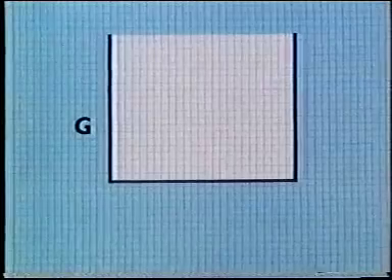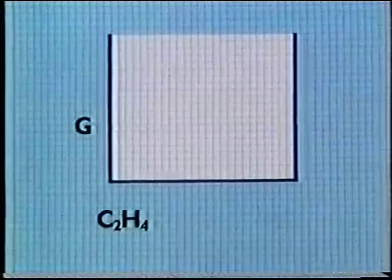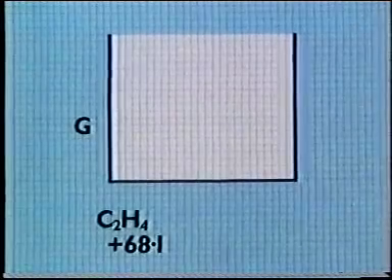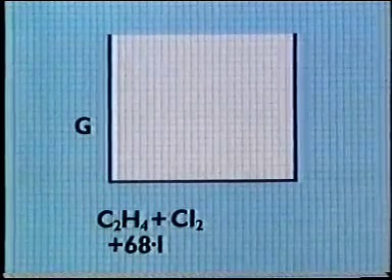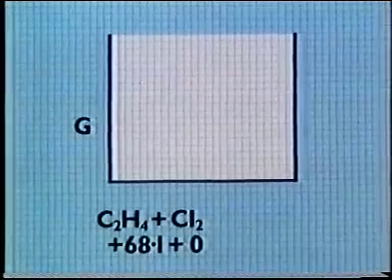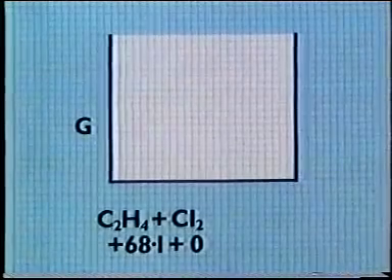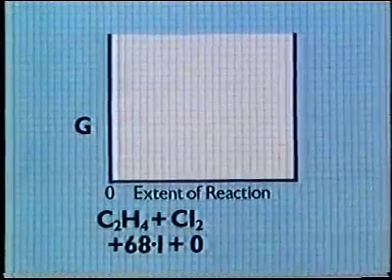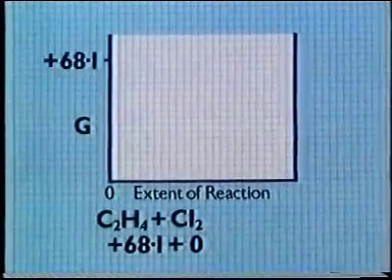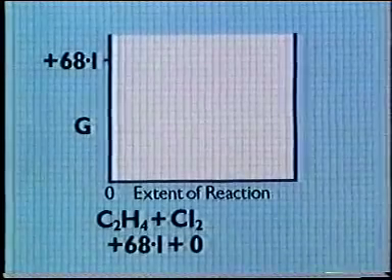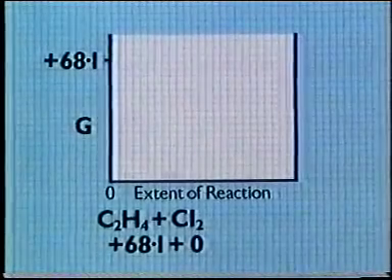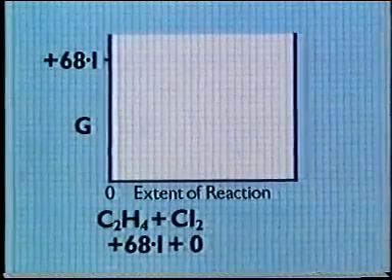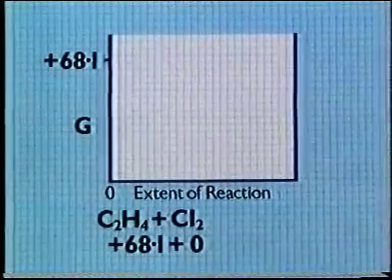So let's look up the G naught values for each of the reactants at 25 degrees C. G naught ethene gas is plus 68.1 kilojoules per mole, and G naught chlorine gas is 0. So the total Gibbs energy of the system before any reaction takes place, that is when the extent of reaction is 0, is 68.1 kilojoules per mole. We now have one point on our graph of G system versus the extent of reaction.